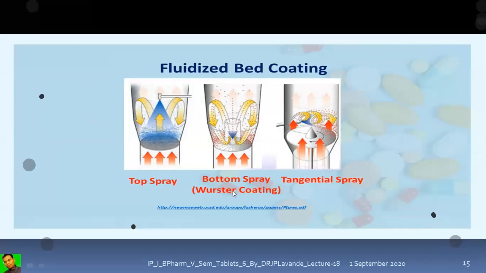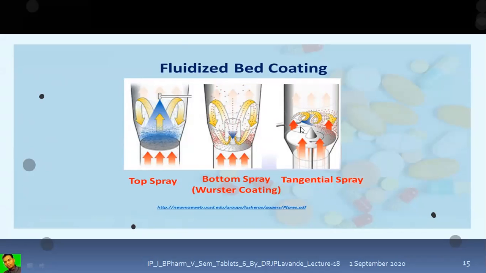You can see the second, the bottom spray, the spray assembly that is situated at the bottom, and from bottom to the top side the material is getting sprayed. At the same time, air is going to be introduced from the bottom, so that the tablet will float, remain in the air, and get coated with the help of this coating solution.